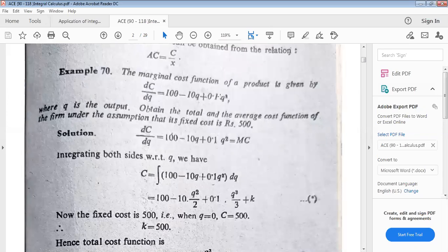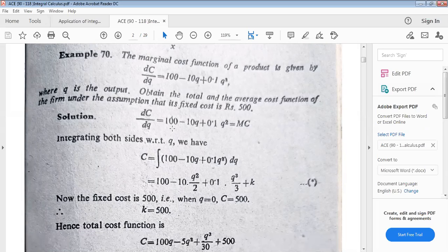Now, first example, 70 from the book. The marginal cost function of a product is given by this. This is actually the marginal cost, and Q is the number of units or output: 100 minus 10Q plus 0.1 Q squared. This is Q squared. Where Q is the output, obtain the total and average cost function of the firm under the assumption that its fixed cost is taka 500.